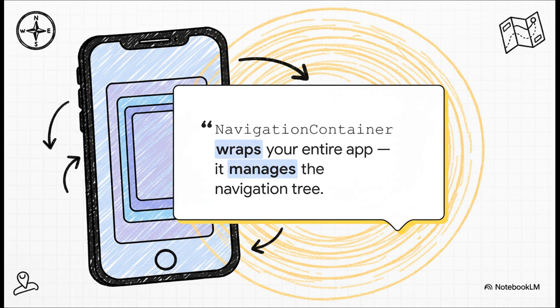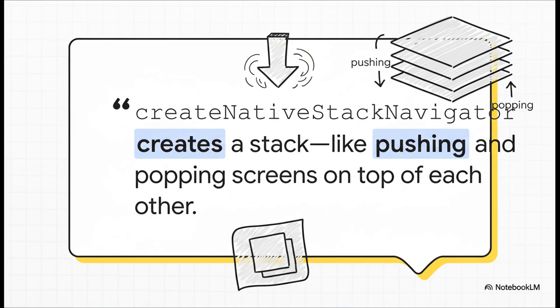It doesn't actually show anything on the screen itself, but it's absolutely crucial. It's the brain that keeps track of everything: what screen you're on, your navigation history, everything. Okay, next, you'll see this line of code. Create native stack navigator is a function that gives us our navigator object. You can think of this as actually creating our deck of cards. This stack object is what we'll use to define our screens and manage all those push and pop actions.